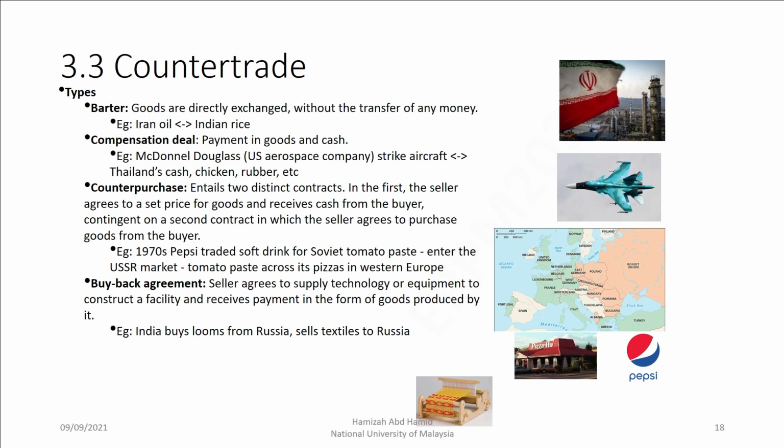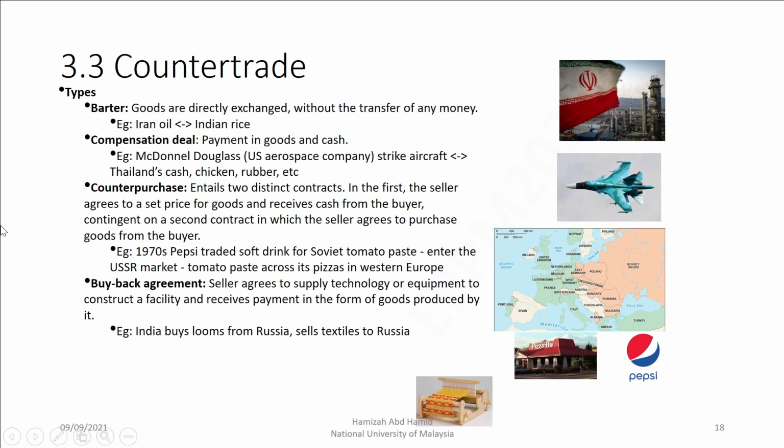Ini menarik, countertrade. There are several types of countertrade. First we look into barter. This is when goods are directly exchanged without the transfer of any money. Ini kita dah biasa tahu dan biasa dengar. Contoh, India dan Iran. They do barter trade where Iran provides oil in return for Indian rice.